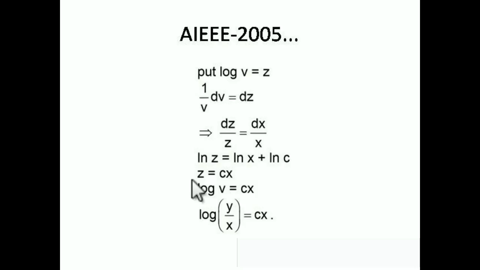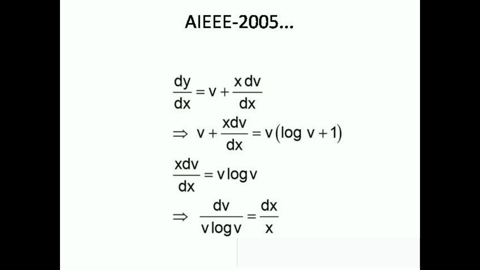Okay, so log v is equal to x into c. We come to this step directly. We don't need to do all these things. We have this directly, log v is equal to x into c, v is equal to y by x. So log y by x is equal to cx.